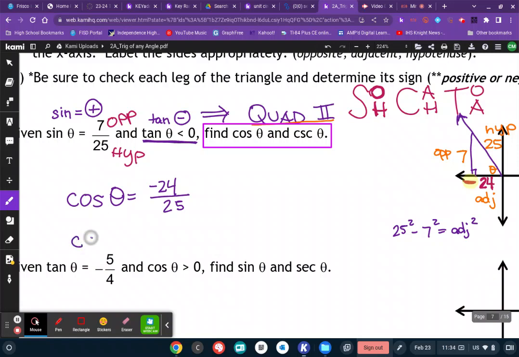Cosecant. In order to get cosecant, I have to know its partner. So who is cosecant married to? Cosecant's married to sine. Good. Well, yay. They already gave me sine, right? They already gave me sine, and cosecant's married to sine, so I'm just going to flip sine upside down, and that means cosecant is 25/7.